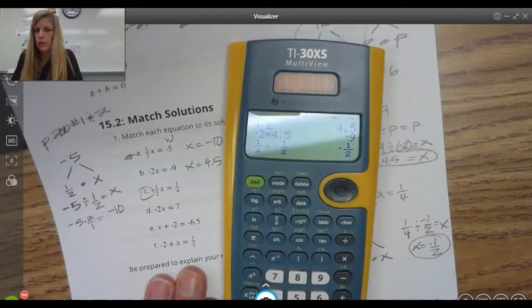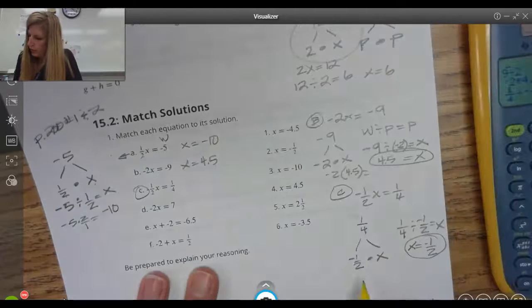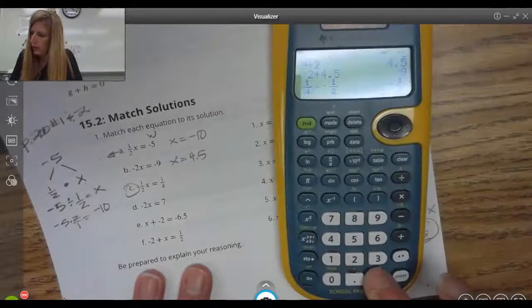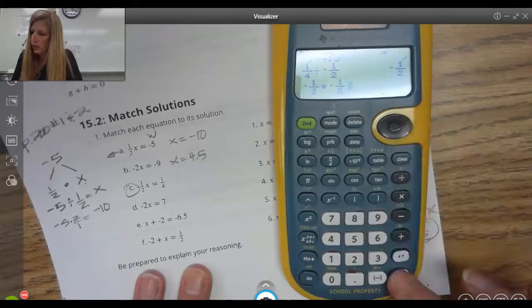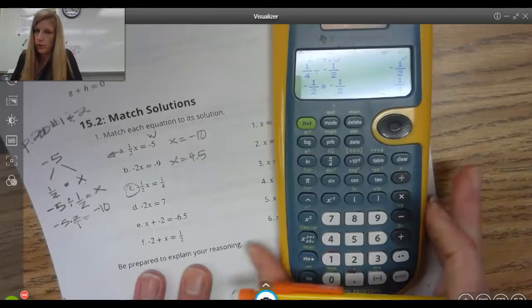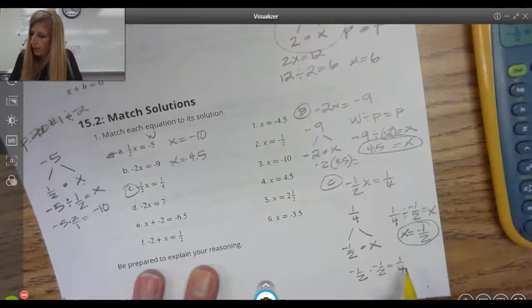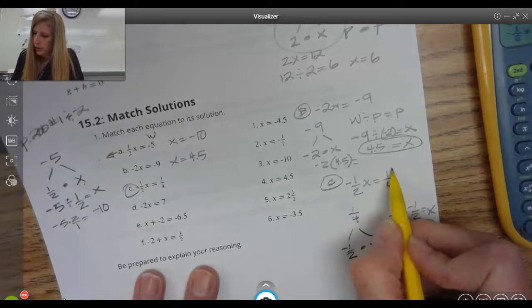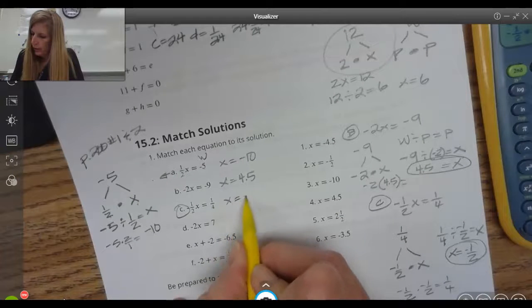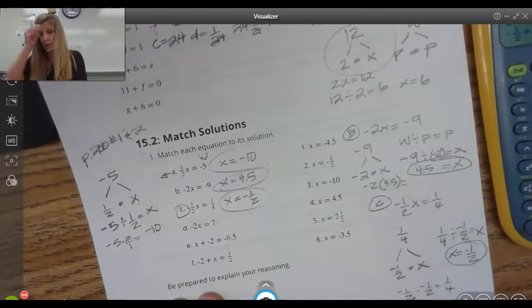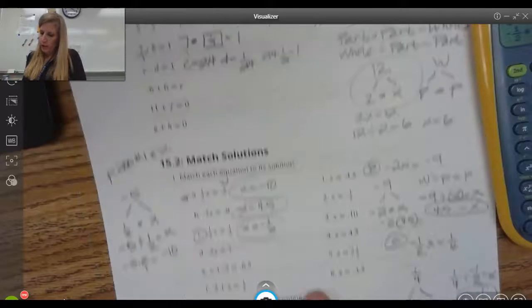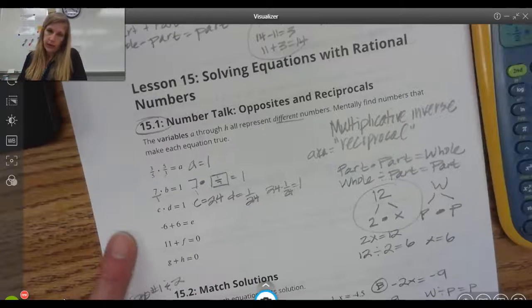Okay, so then if I take -1/2 times -1/2, that should be 1/4. I'm going to plug it in my calculator. -1/2 times -1/2 equals 1/4. So x equals -1/2. All right, so those are how you're going to do the ones with multiplication on the assignment for today. Let's jump back up here and look at what we call the additive inverse.